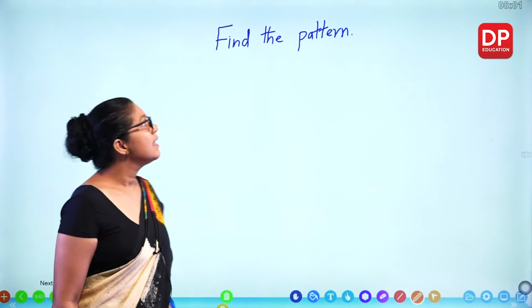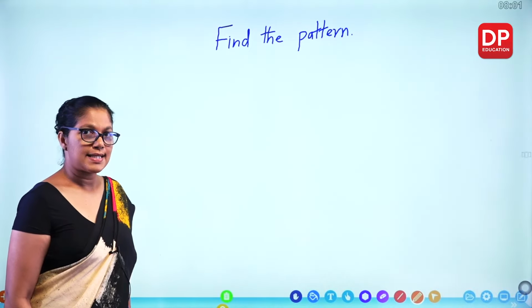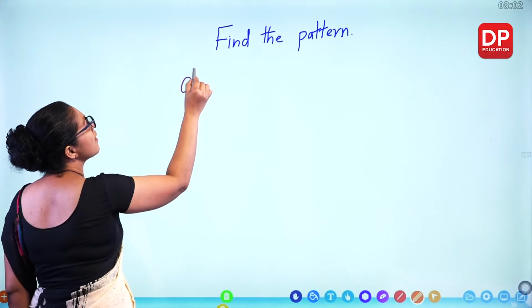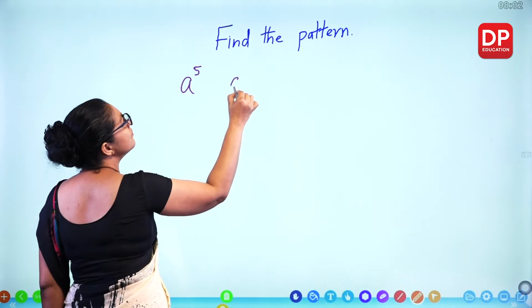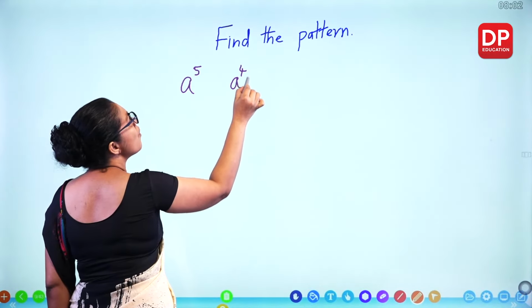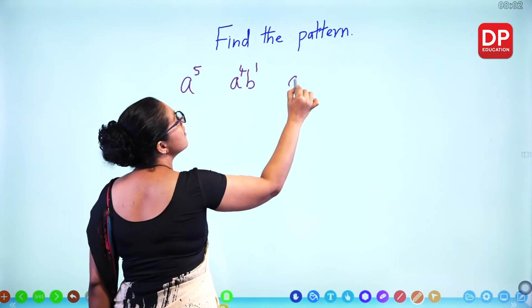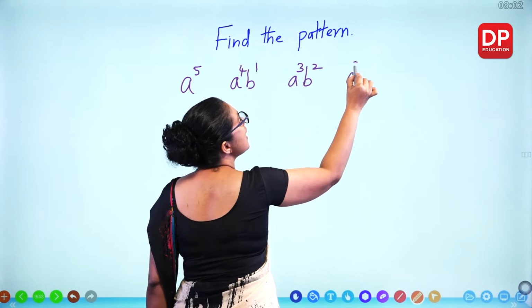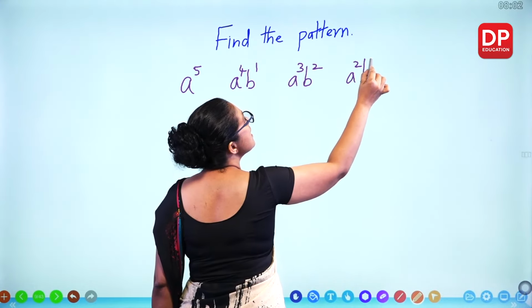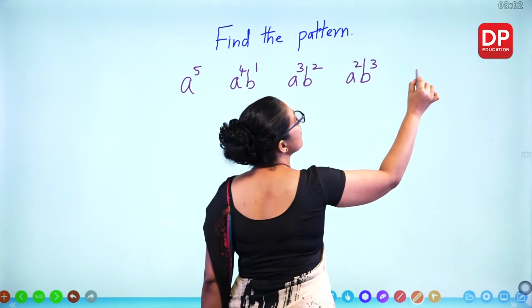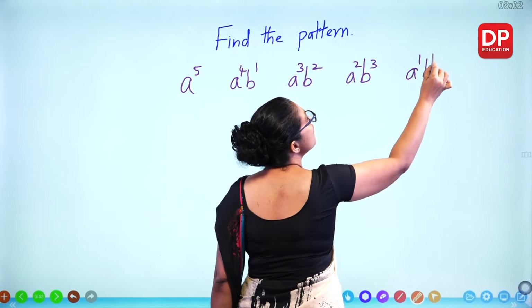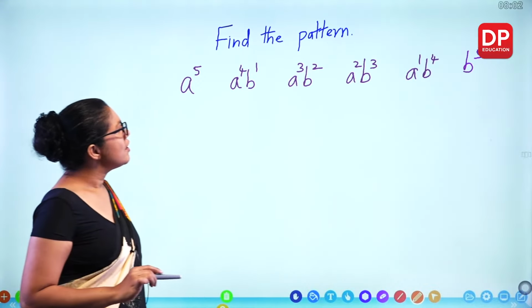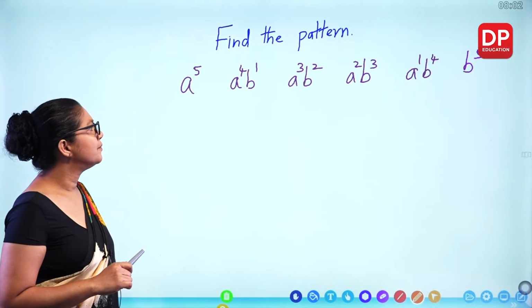Now we'll see how we can find patterns. So we'll take this one: a^5, a^4 b^1, a^3 b^2, a^2 b^3, a^1 b^4, and b^5. When you look at these terms, what do you observe?